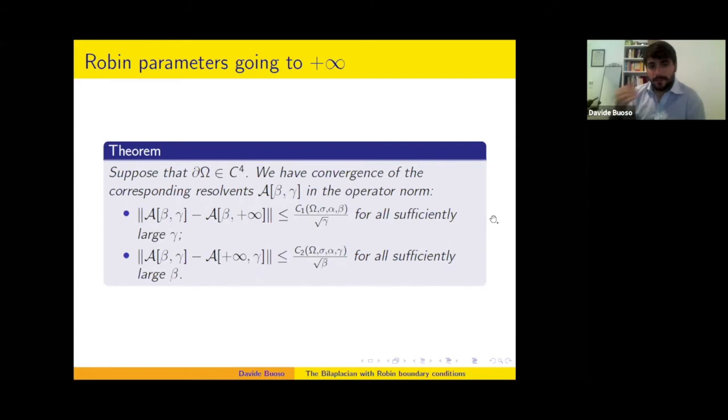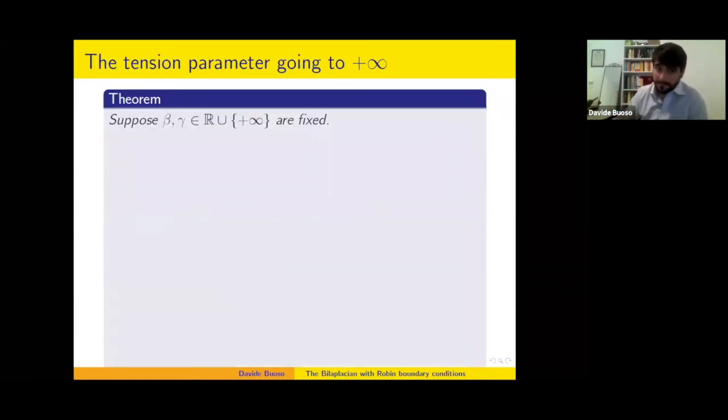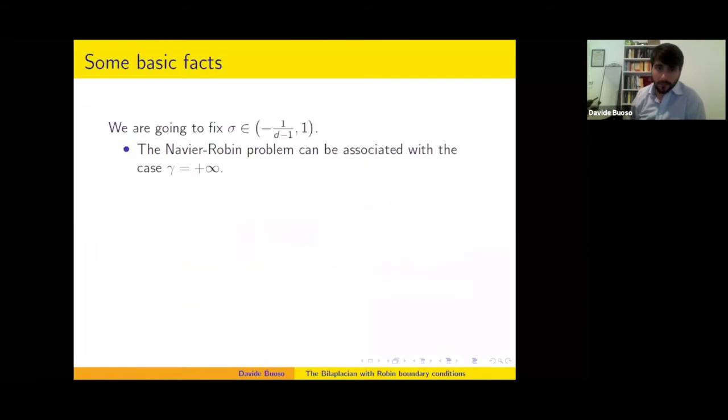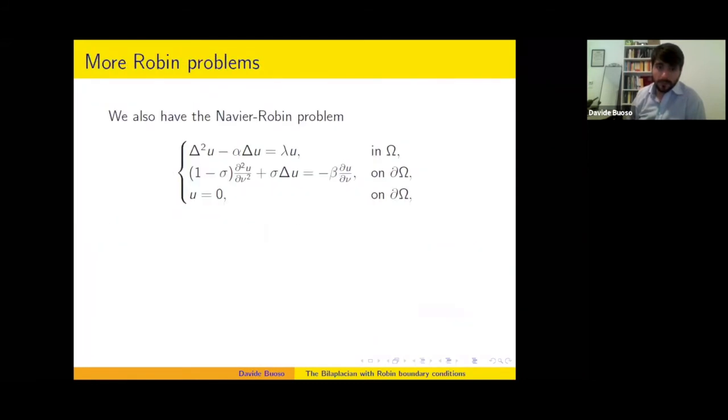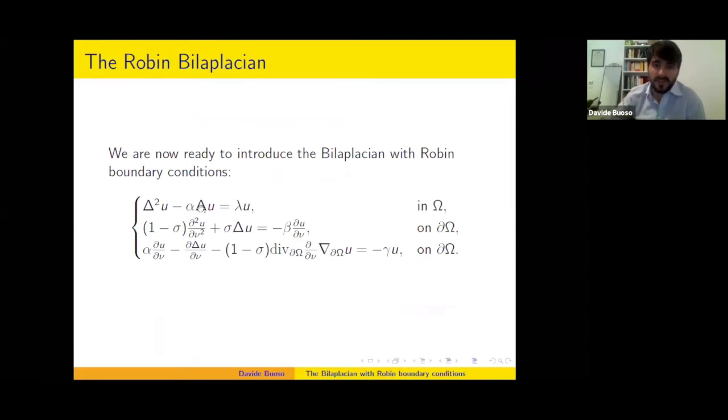So, as we said, this is what happens when the Robin parameters go to plus infinity. Now, the thing is that Robin parameters are, in a sense, effective on the boundary, while instead the tension parameter alpha happens to work in the interior, so it seems to be much stronger. And indeed, this is what we see when we set the tension parameter to go to plus infinity. So if you look back at the equation, when you let alpha go to plus infinity, essentially you expect this problem to converge to a Laplacian problem of some kind.